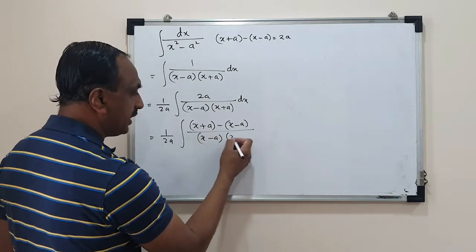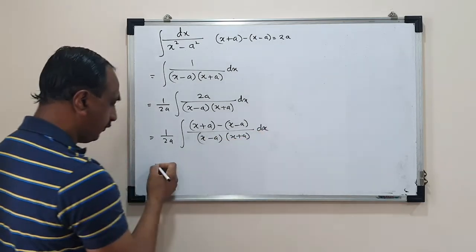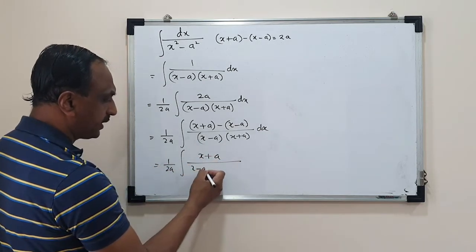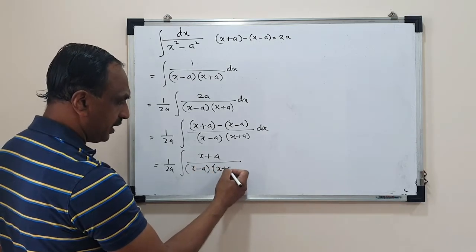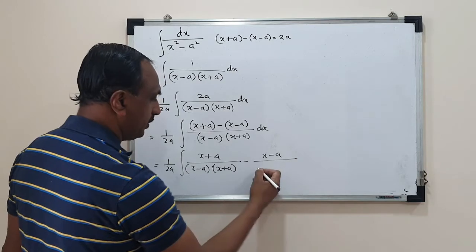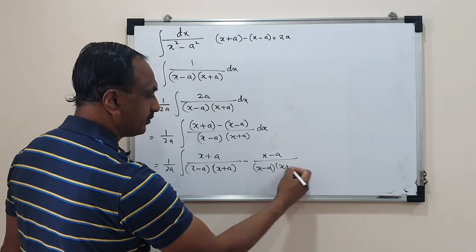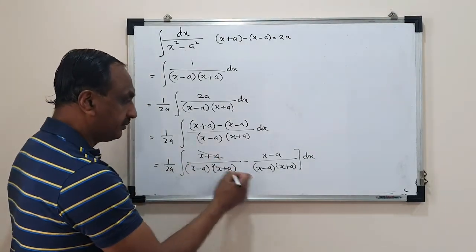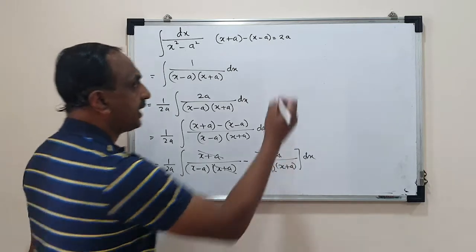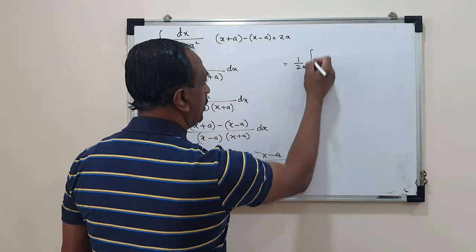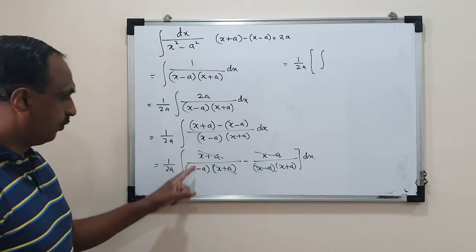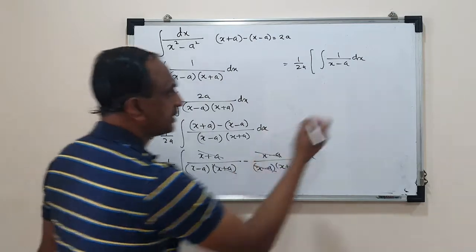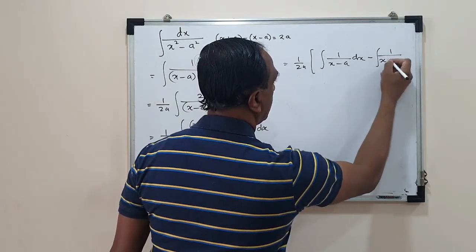When you do this, there is a possibility for us to separate the denominator, x minus a into x plus a: x plus a minus x minus a upon x minus a into x plus a. You will notice that one term gets cancelled. So I can write this as 1 by 2a into integral of 1 over x minus a dx minus integral of 1 over x plus a dx.